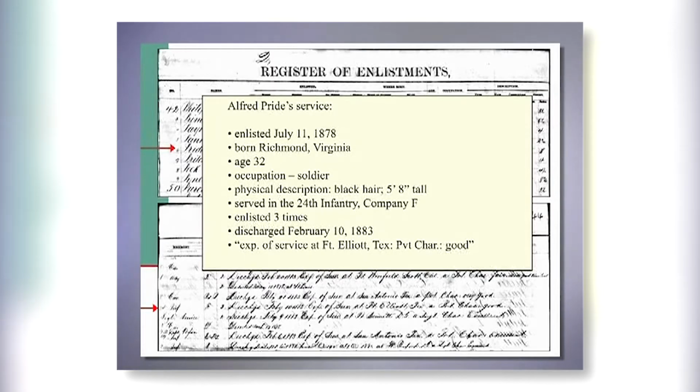His physical description included that he had black hair and he was 5 foot 8 inches tall. He was assigned to Company F of the 24th U.S. Infantry, and this was actually his 3rd enlistment. So the fact that he identified himself as a soldier reflects that. He was discharged from service on February 10th, 1883. His expiration of service took place at Fort Elliott, Texas.